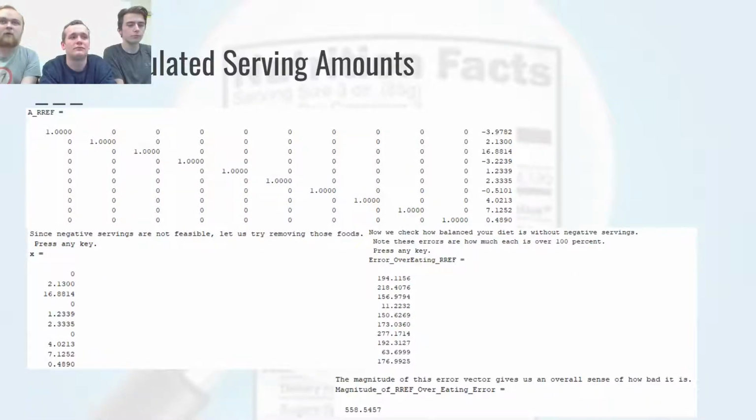Cool. So our final calculated serving amount. This is where we took all of our foods and put them into row reduced echelon form, RREF, which, as you can see, by the primary diagonal having all ones, all of our solutions do in fact exist and are unique.